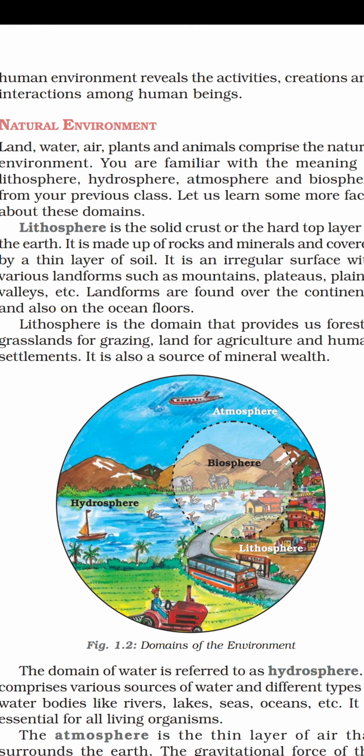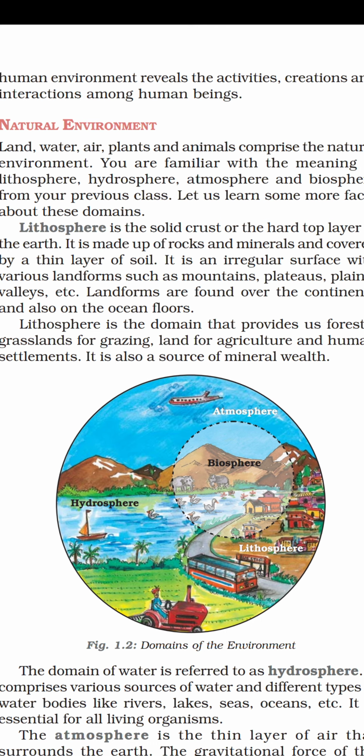So it is an irregular surface. In some areas you can see mountains, some areas plateaus, some areas plains, whereas some areas you can see valleys. So it is not level land, it's an irregular surface. Landforms are found over the continents. We have 7 continents now, and you can see these kinds of landforms on these 7 continents.